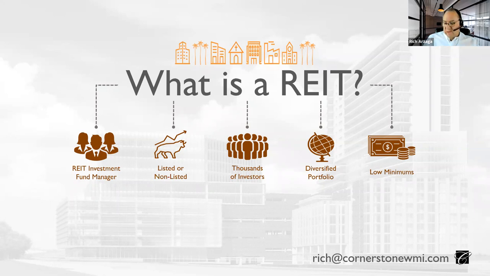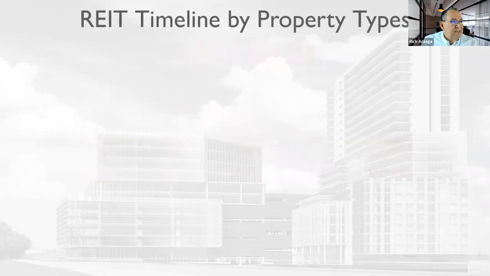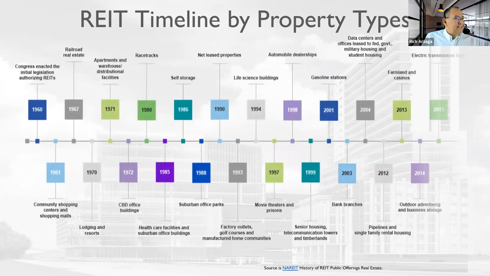You can do it with a few thousand dollars or even money in your IRA account. Okay, so let me give you a little bit of an outline of what the timeline is for REITs. Back in 1960, Congress said, yes, the REIT structure can exist. So that was about 61 years ago, and they allowed the use of REITs, aggregation of properties to be sold to the public for investment purposes.